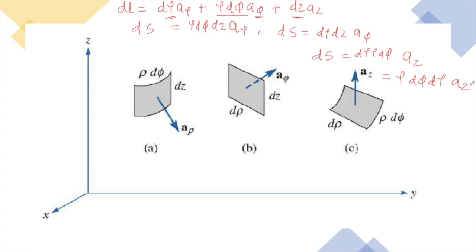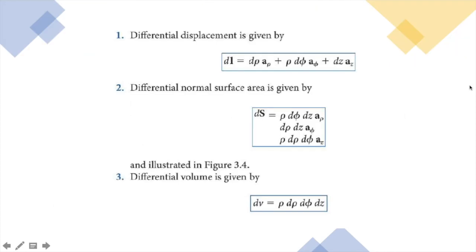There is no problem with the volume. Volume is basically the multiplication of the three values that we have in the displacement directly. So here, dv will be equal to d rho d phi and dz, and that's what we have written here, d rho d phi and dz. So this will give us the differential volume.